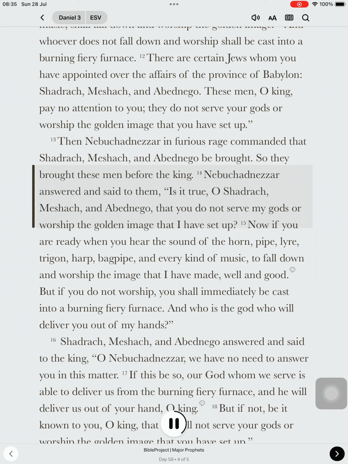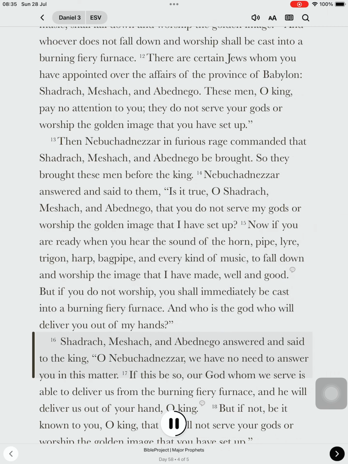Nebuchadnezzar answered and said to them, "Is it true, O Shadrach, Meshach, and Abednego, that you do not serve my gods or worship the golden image that I have set up? Now if you are ready when you hear the sound of the horn, pipe, lyre, trigon, harp, bagpipe, and every kind of music, to fall down and worship the image that I have made, well and good. But if you do not worship, you shall immediately be cast into a burning fiery furnace. And who is the God who will deliver you out of my hands?"